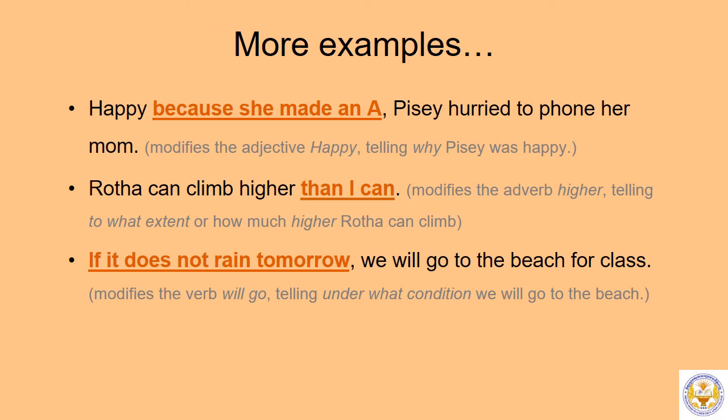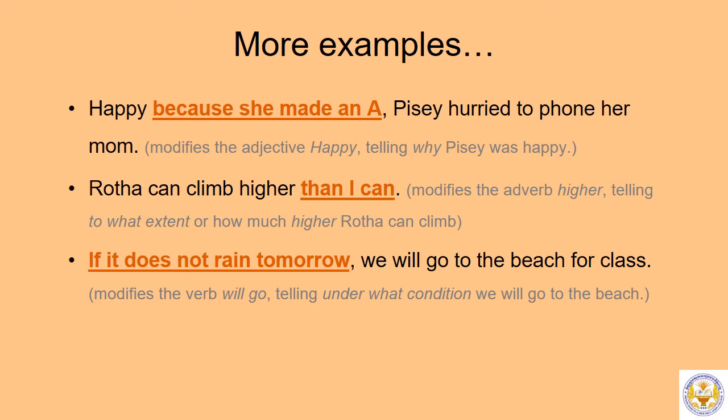And let's look at some more examples here. Happy because she made an A, Pisay hurried to phone her mom. So the adverb clause or adverbial clause because she made an A here modifies the adjective happy and tells us why Pisay was happy. Rota climbed higher than I can climb. So the adverbial clause than I can here modifies the adverb higher and tells to what extent, or how much higher, Rota can climb.